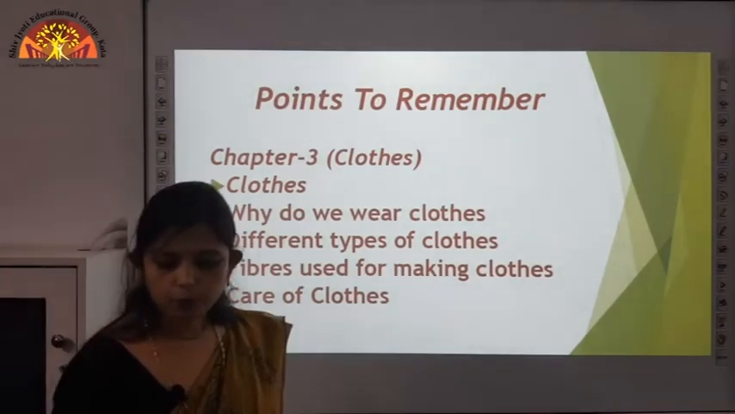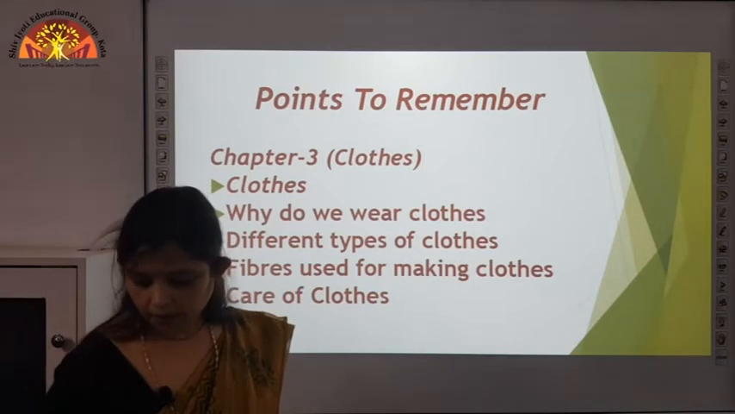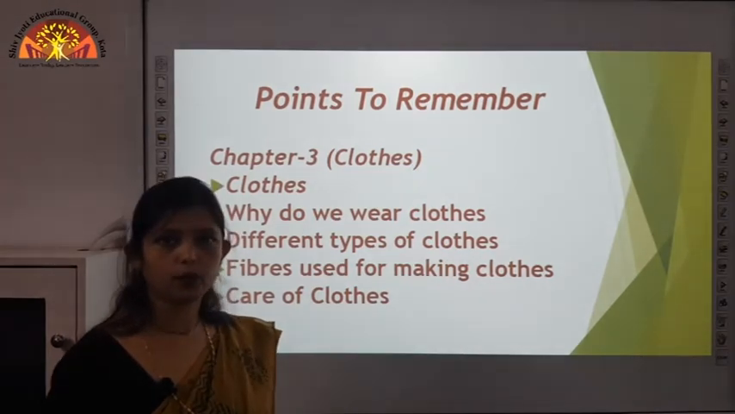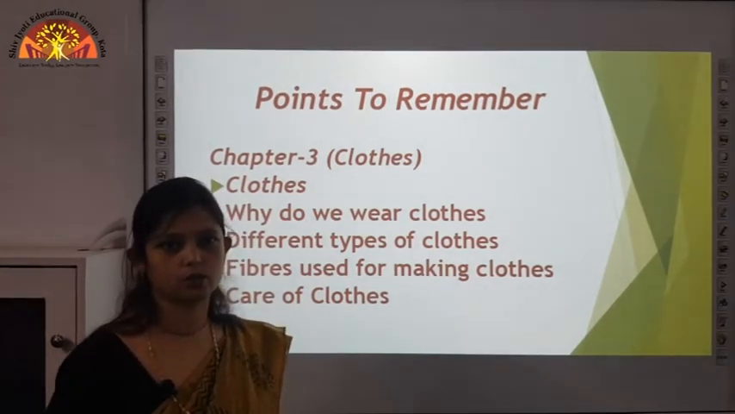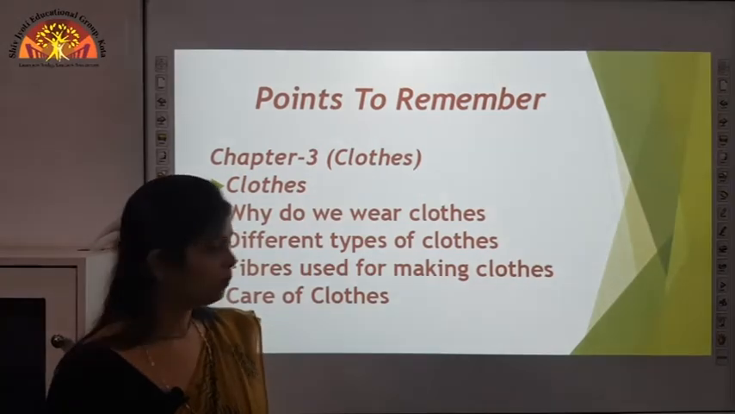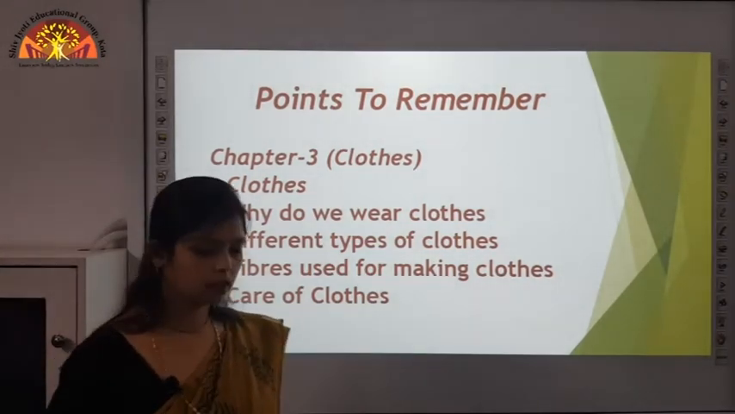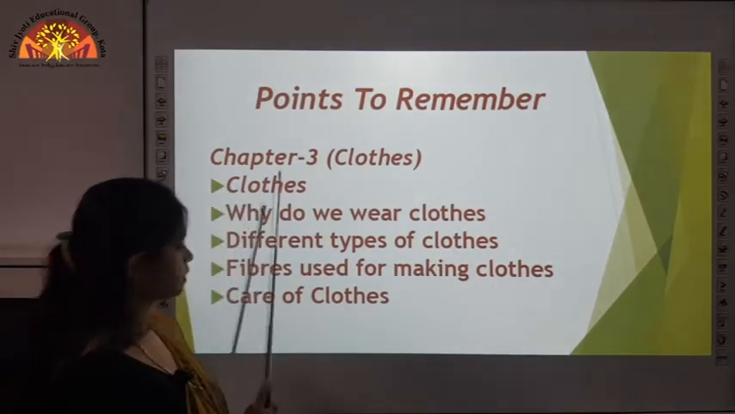So all of you open your books, page number 23, chapter 3 clothes. And students, keep your pencils ready because we are going to mark internal questions also. So all of you open your books. So now let's start with the chapter. So students, let's come to clothes.